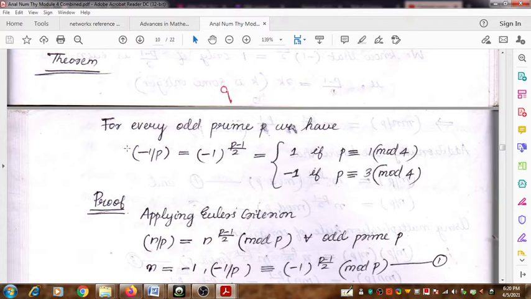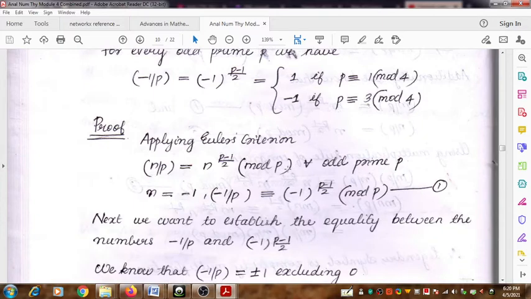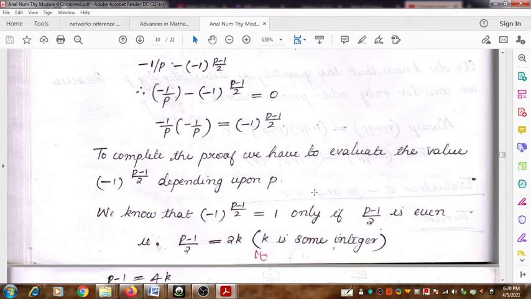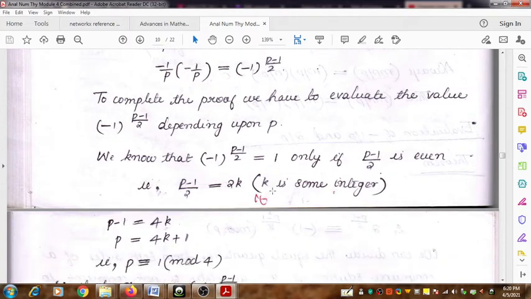We have proved the result up to this portion of the first part, and now to prove the second part, we have to consider different cases depending upon the value of p. We know that (-1) raised to (p minus 1) by 2 equals 1 only if (p minus 1) by 2 is even, that is, (p minus 1) by 2 equals 2k, where k is some integer.